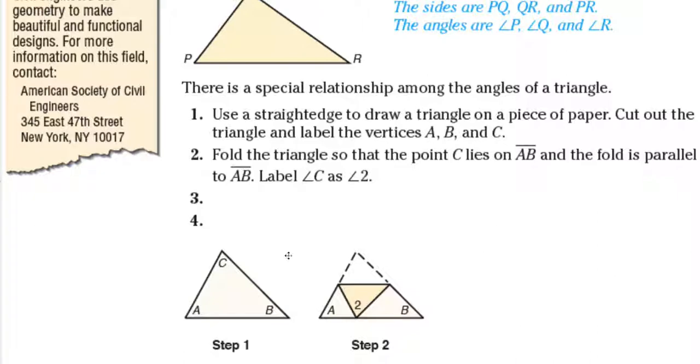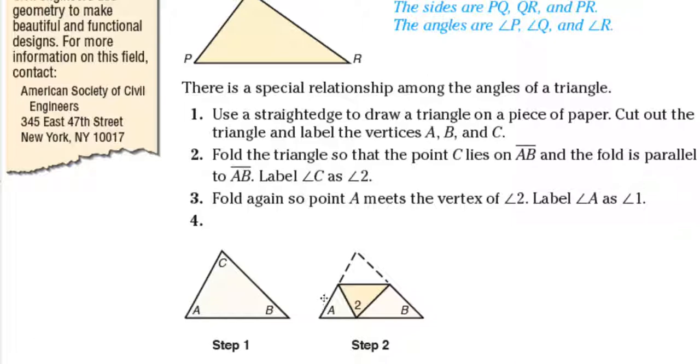Let's take a look at step number 3. After you do that, fold again so point A meets the vertex of angle 2. Label angle A now as angle 1. So what you do is fold A so that point A meets the vertex of angle 2 right there. So this is the fold that you do. Fold it, goes all the way there, and we will now label angle A as angle 1.